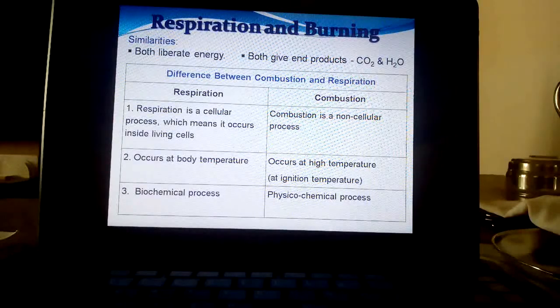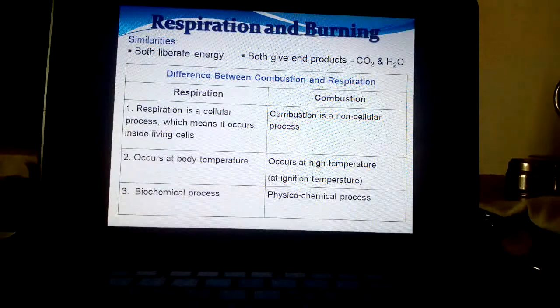Respiration is a cellular process, which means it occurs in the living cells, whereas combustion is a non-cellular process. Suppose you take a paper, take a matchstick, put it on that, it starts burning and ash will come down. Children, you will find fire also. Keep this reaction in your mind. Is that clear? Now we are keeping that in mind and studying both together. Respiration occurs at body temperatures. Can you do burning of paper at body temperatures? No. But respiration takes place in our body continuously. That is, it is occurring at body temperature.